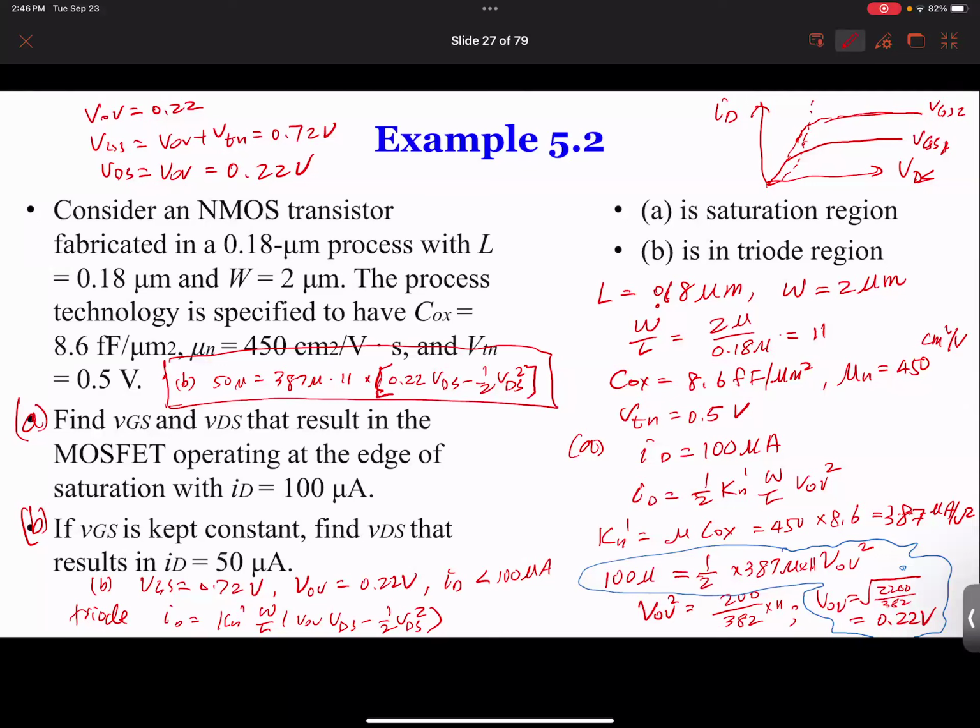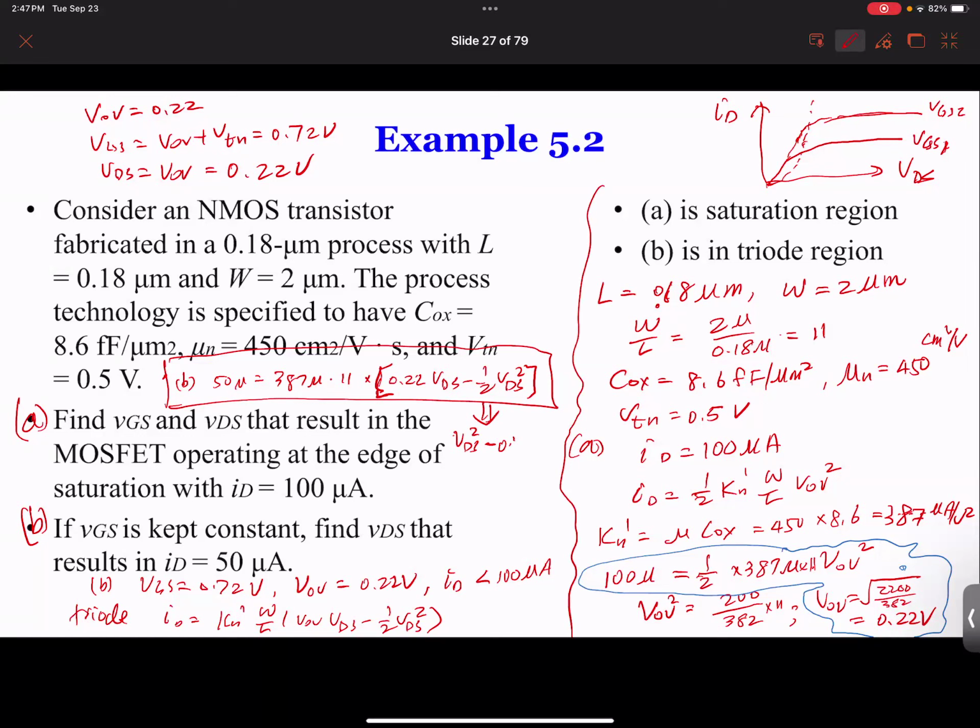As you can see here, you have VDS as one variable and everything else is constant. Therefore, you can solve this equation as a quadratic equation. What we found was VDS squared minus 0.